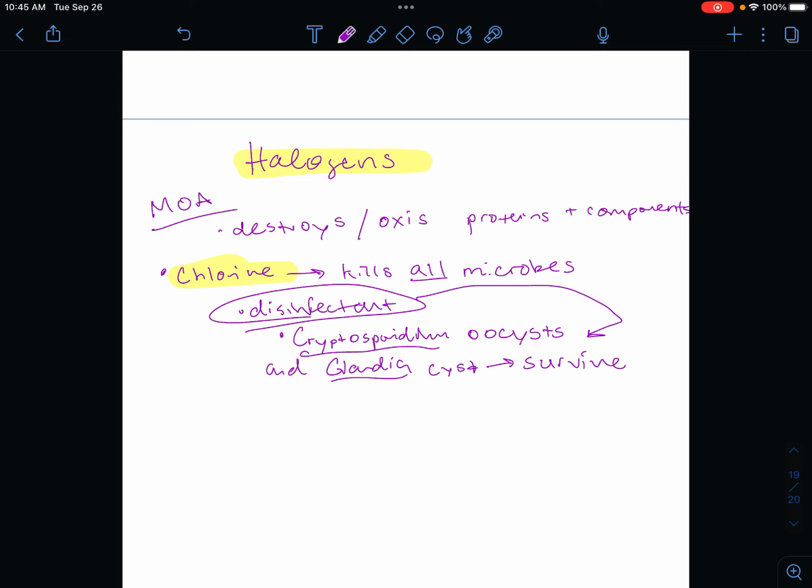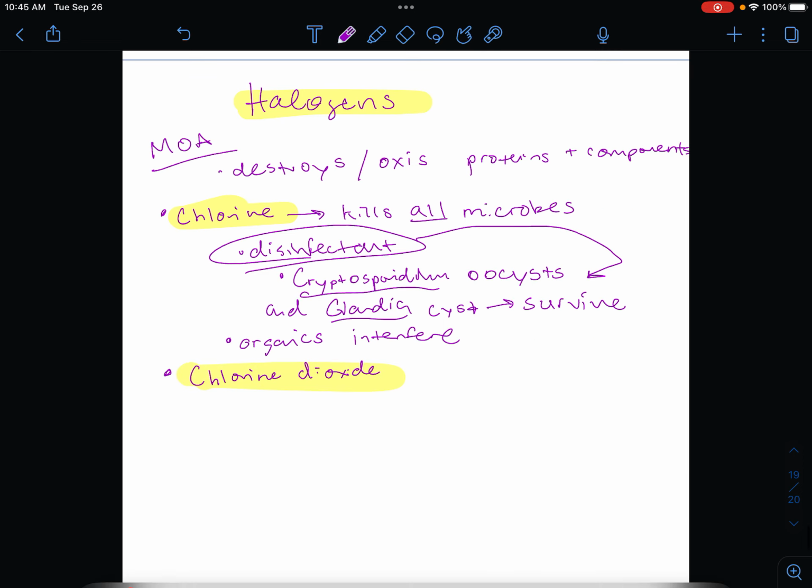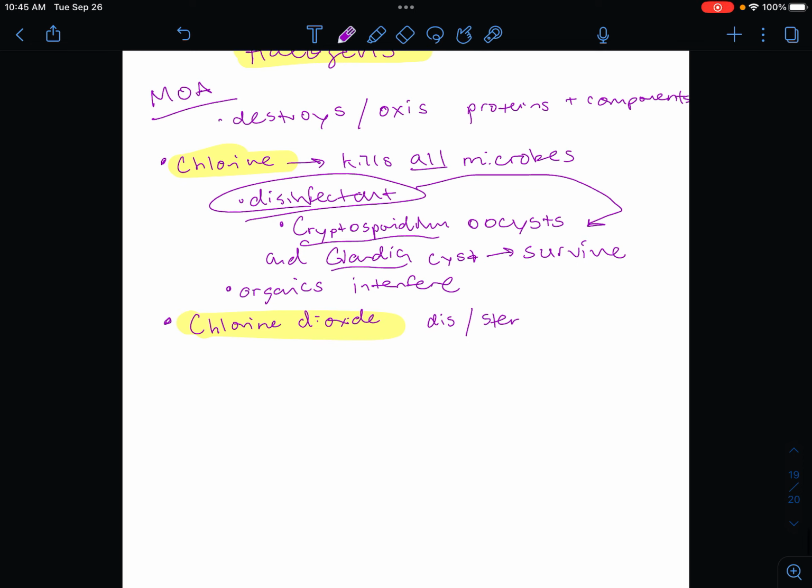All right, and organic compounds sometimes interfere with chlorine. They kind of make reactions. We talked about those byproducts last time too when we were talking about treating drinking water for microbes. Another form is chlorine dioxide, and this specifically is a disinfectant and a sterilant. That's all we need to know on that one.